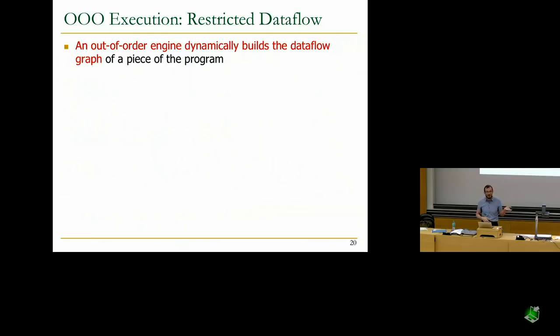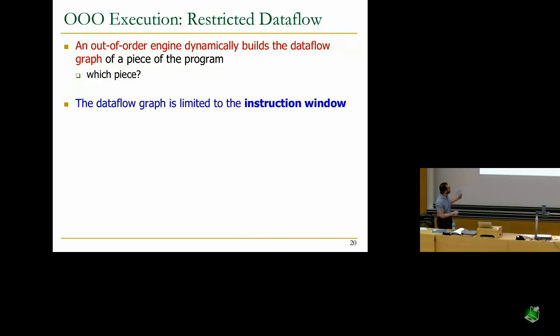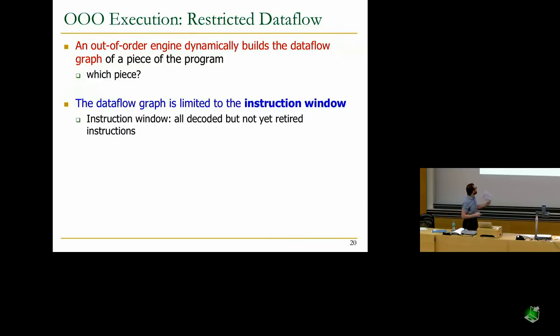And we've already seen that an out-of-order engine, as a result, builds the data flow graph of a piece of the program. Which piece? Basically, whatever piece fits into this window. And this is our window. If you think about it, this is the window of instructions that we're seeing in the machine at that given point in time. This window has a special name. It's called the instruction window. Essentially, all decoded but not yet completed instructions. These are all the instructions that are in the machine either waiting for execution or already executed, but waiting for retirement. So you can actually form that data flow graph in the machine.